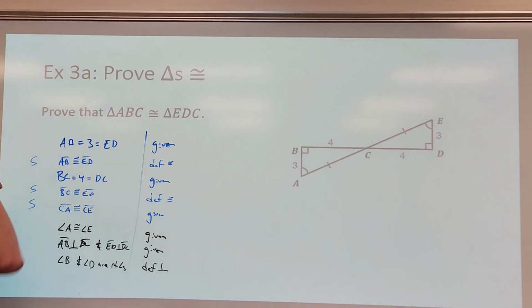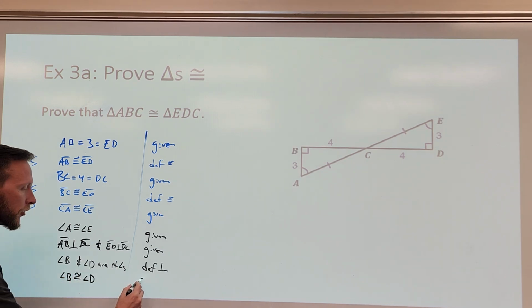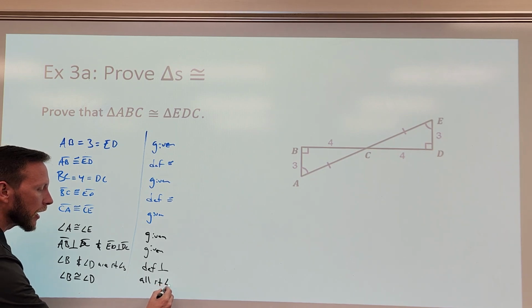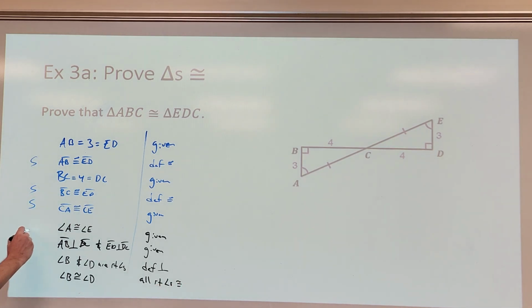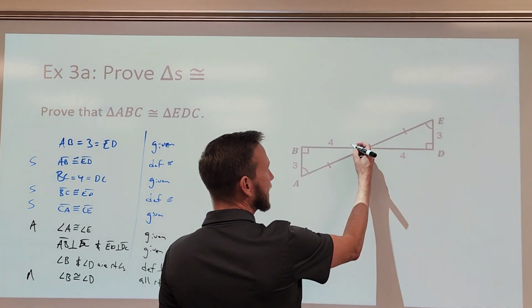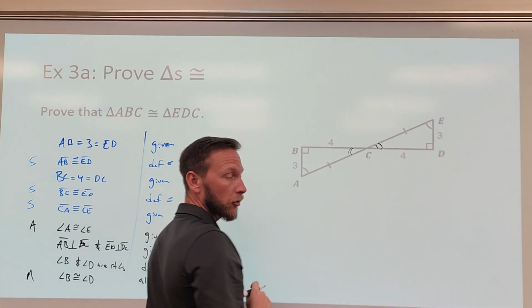Now that we know that these are right angles, I know that those angles are congruent because all right angles are congruent. All right, so I've got this pair of angles there. I've got this pair of angles here. I need the angles around C. So the angles around C are vertical angles, all right?